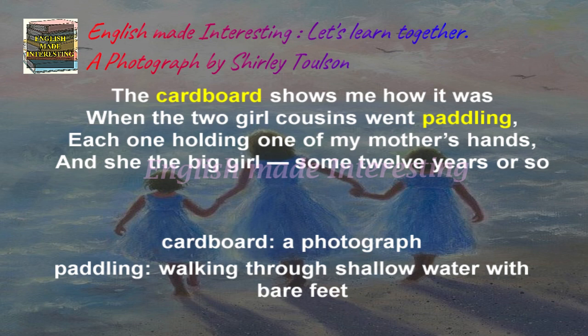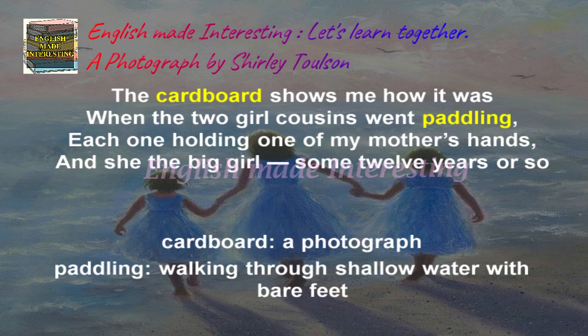The lines mean that an old photograph of the poet's mother, which was pasted on the cardboard, makes the poet recall the old memories of her mother's childhood. The photograph is a depiction of her mother's enjoyable moments at a sea beach with her 2 cousins who were younger to her. They were walking in shallow water with bare feet near the beach.